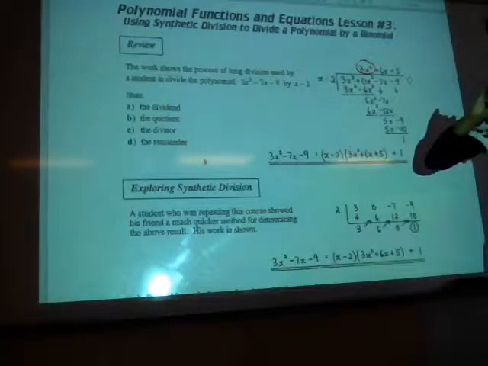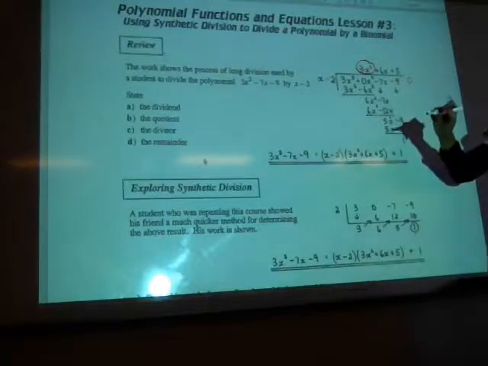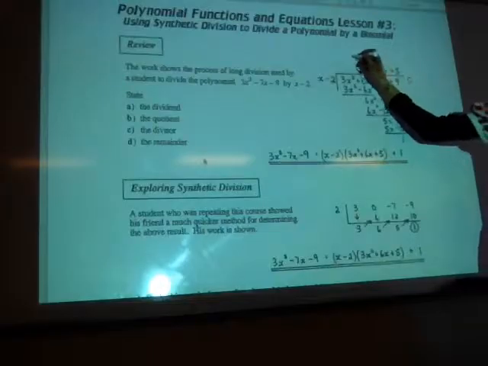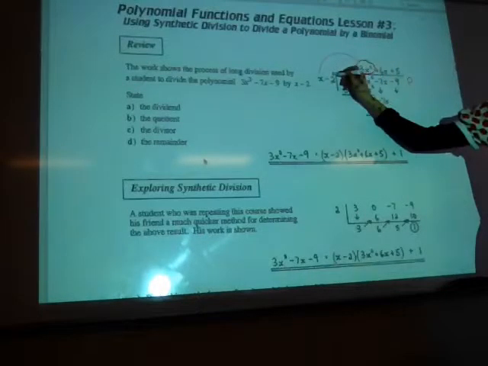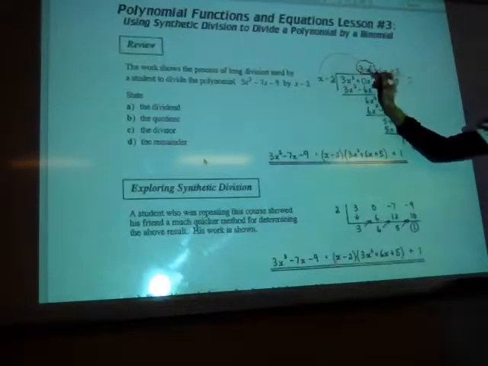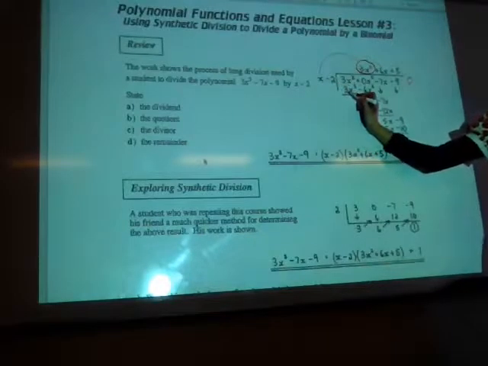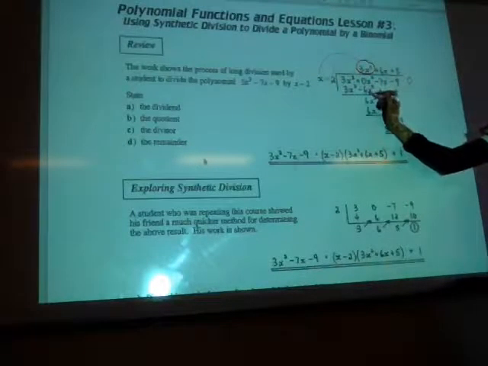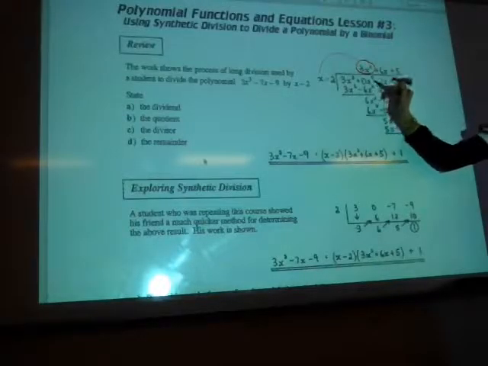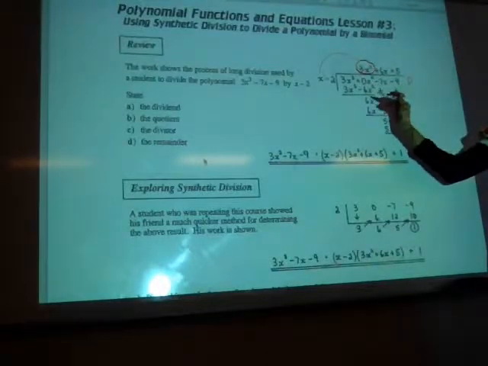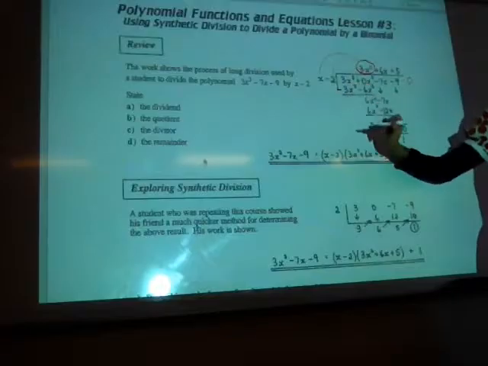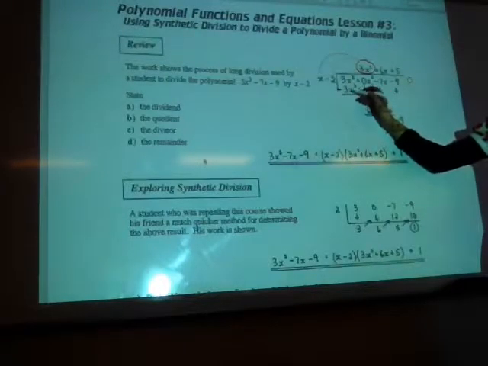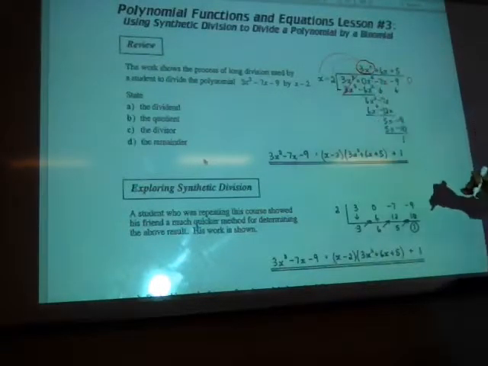Then what do I do with this 3x squared? Who remembers? How do I bring it down? I gotta multiply it by both terms in the divisor. So 3x squared times x is 3x cubed. 3x squared times negative 2 is negative 6x squared. So we've divided, we've multiplied. Now what does sister do? Subtracts. 3x cubed minus 3x cubed, subtracts.